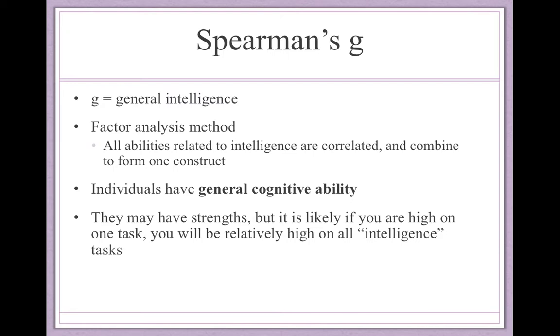So, for instance, if you're really good at reasoning deductively, Spearman's G says that you're probably also going to be better at reasoning inductively too. And also, this is vice versa as well. If you are low on one task, you will probably be low on other tasks.